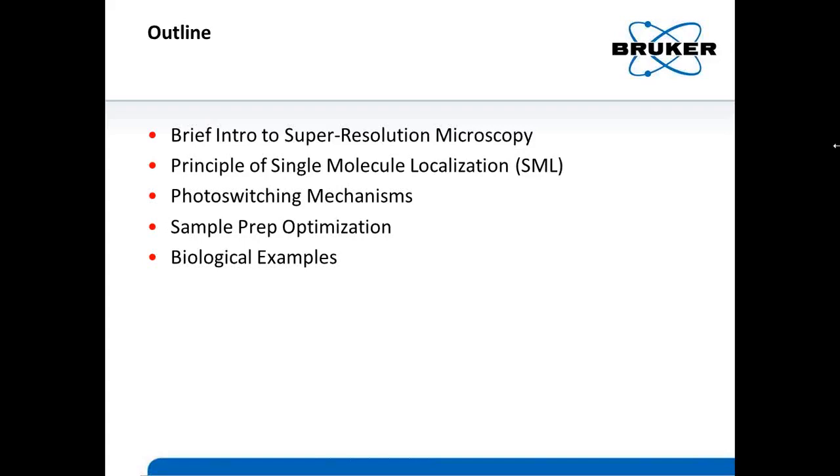And one of the central principles of single molecule localization is blinking molecules, or how you photo switch the molecules so that you get the best resolution possible. And that directly ties in with optimizing your samples so that you prepare them to be able to harness everything that single molecule localization is able to offer you. And I'll give you several biological examples, both drawn from my own personal experience of imaging with other folks in the field, and also published examples. So it gives you an idea of what can be done with this technique.